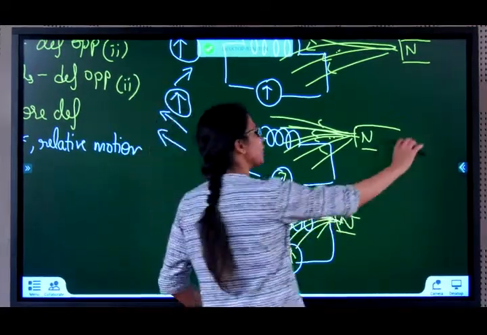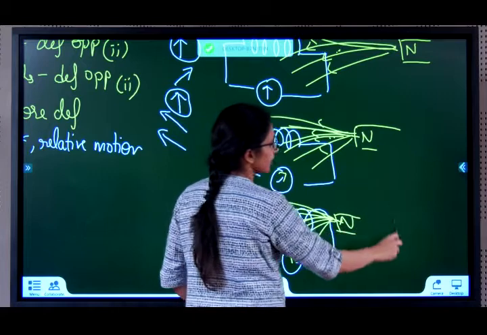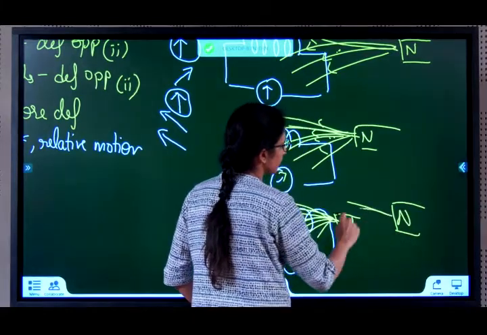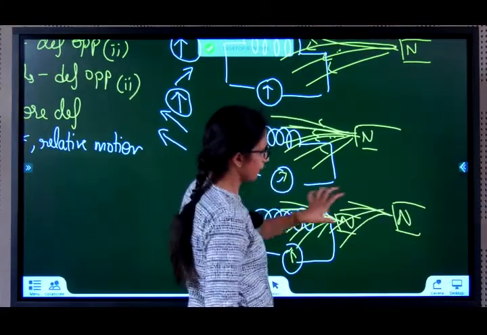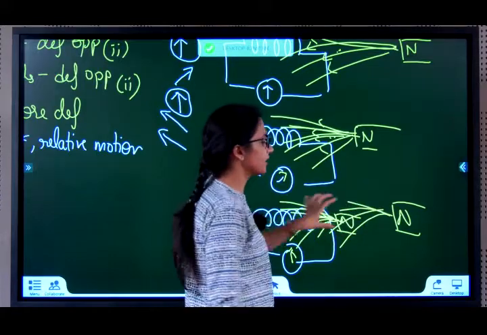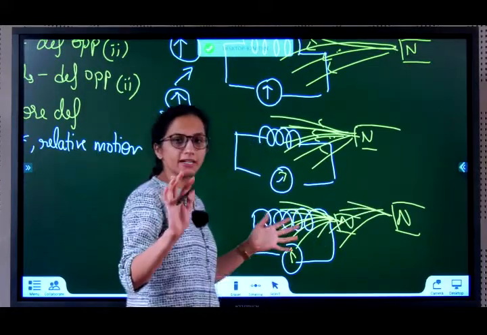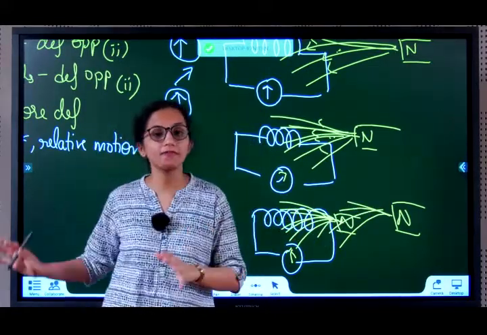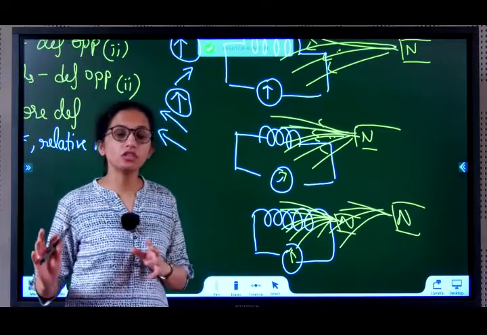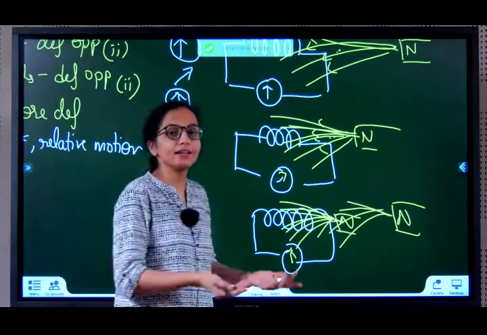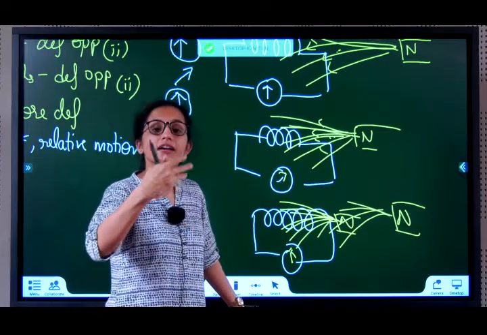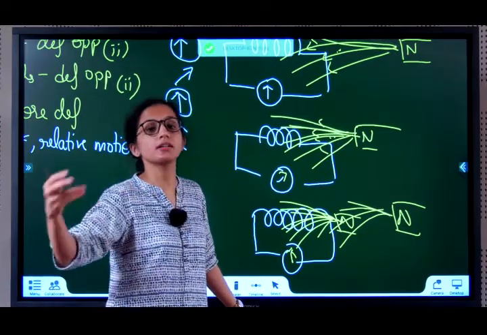Is it necessary to move the magnet only? No, you can keep the magnet there and move the coil. Then also the magnetic field linking with the coil will change. Point being, you just have to make sure the magnetic field linking with the coil is changing. Then only is there a current induced. This is called induced current, meaning you are producing a current.